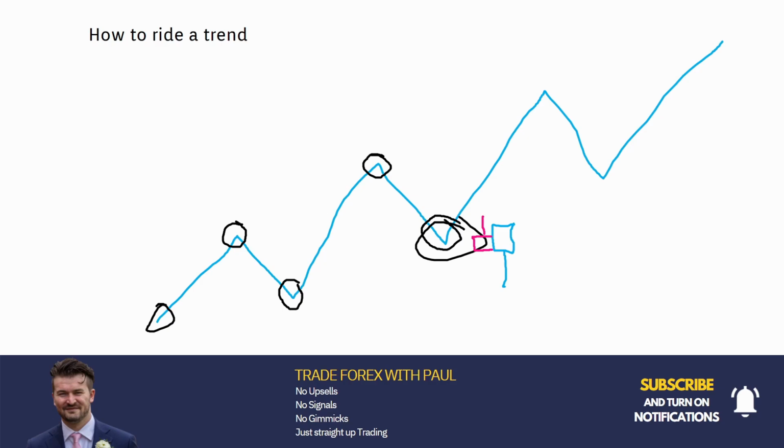But I tend to ride my trends by, let's say for example, you put your stop loss down here, your order starts there, so you buy there, stop loss. I don't set a take profit, so I don't go for a 2 to 1, I don't go for a 3 to 1, but what I do is once price goes up and it creates a new high, so going along here, we've got a new high, fantastic.